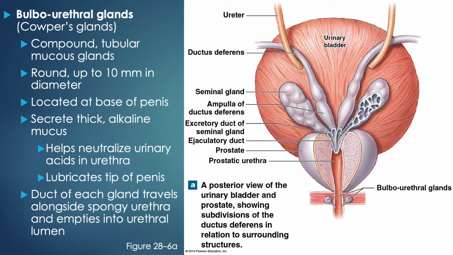So this alkaline mucus is there to help make sure the sperm don't get damaged along the way. This thick mucus is also there to help lubricate the tip of the penis, and a duct on each gland is going to travel alongside the spongy urethra, and then it empties into the urethral lumen. So as you can see in the image on the right, we have the 2 big round glands, and then they each have their own duct, and that goes right alongside the spongy urethra and dumps into the urethral lumen.